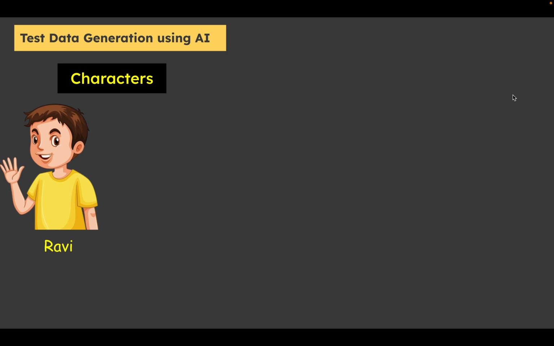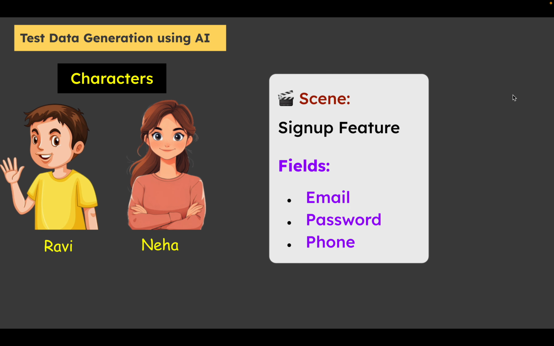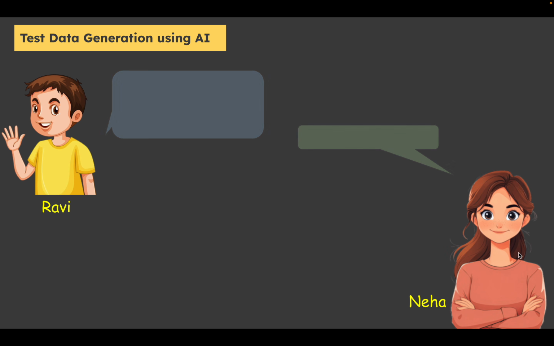This session is going to be very easy and very interesting, and here we are going to learn in a very smart way how we can make use of AI for our test data generation. So let's take a scenario. We have to create test data for a sign up feature where we have to create data for all these fields: email, password and phone number, and we have our two testers, Ravi and Neha. So let's see the conversation between them.